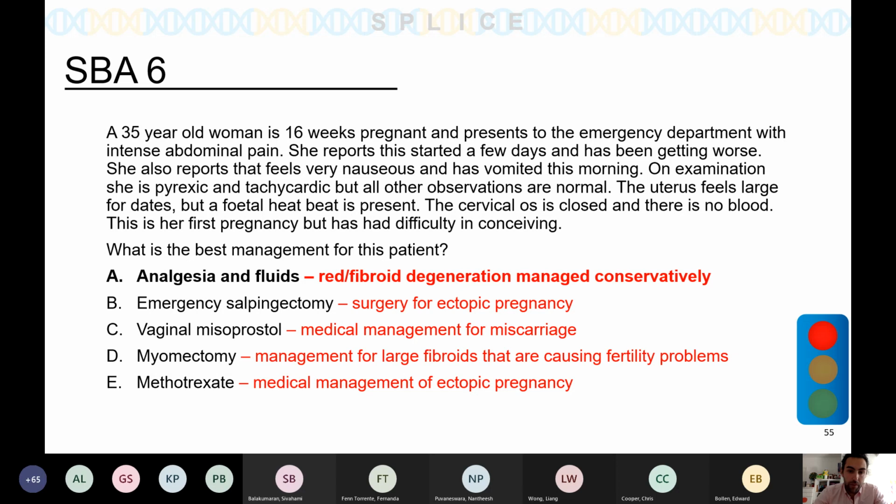Just sort of be aware of how that might present, and they'd make it obvious like this if it were to be the case. Just something to be aware of, and then I've explained why the other ones are wrong.